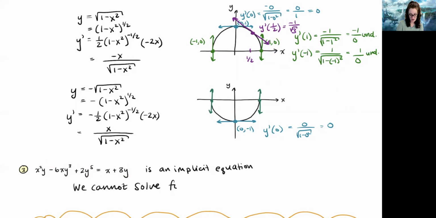We cannot put this into an explicit form. And there are a lot of things like this kind of an equation. So it's worth our time to try to figure out how to find the derivative and the slope, because these graphs still have slopes of tangent lines.